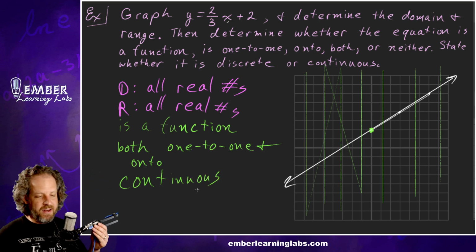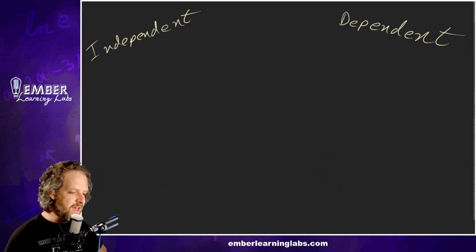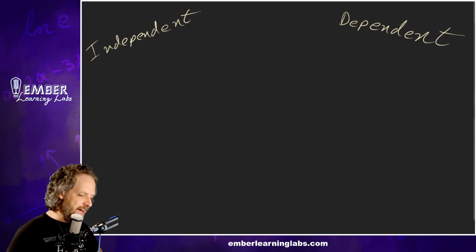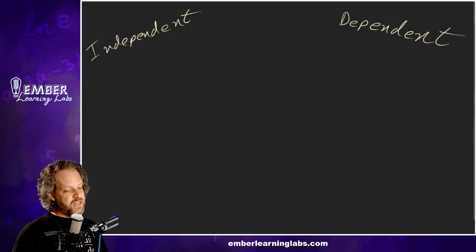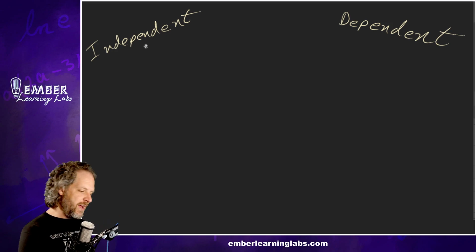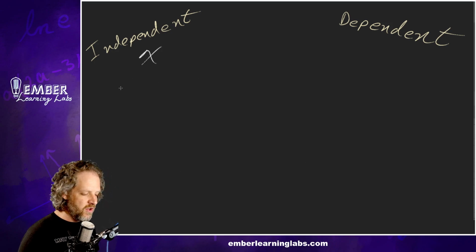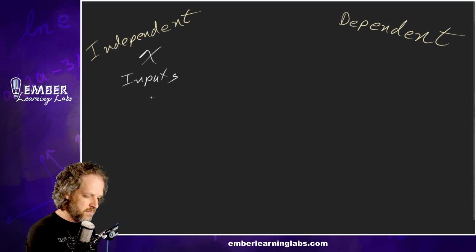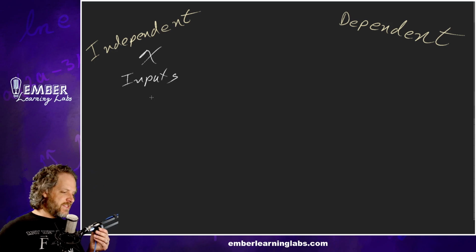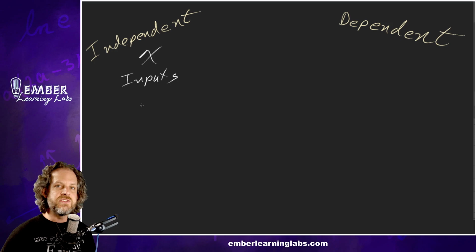Easy peasy, right? So we got a couple more vocabulary words and one more example, and then we are through with this lesson. These are the last bits of vocabulary we're going to talk about, and that is the independent and the dependent quantity. So the independent quantity is all of the x's, which are all the inputs, right? And it's the variable that changes on its own.